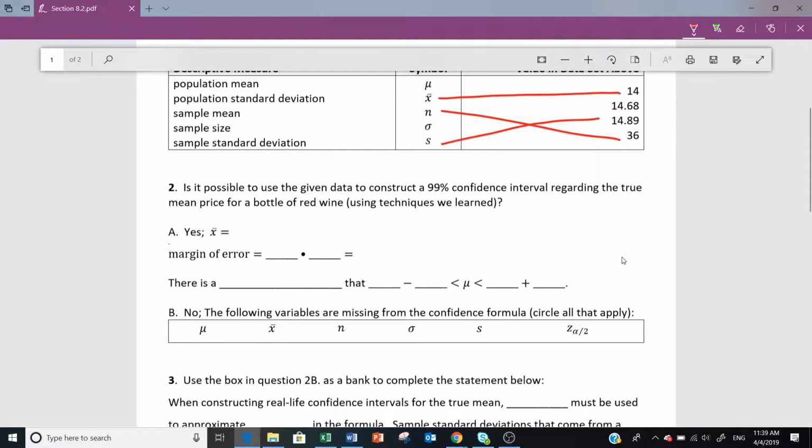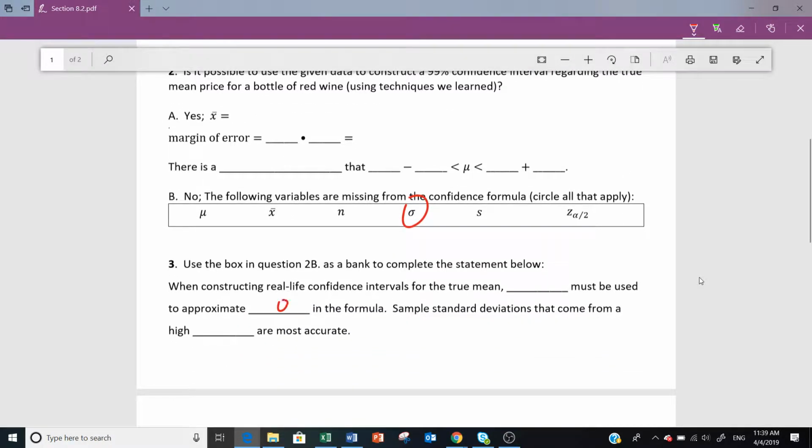And then what was the problem with trying to construct a confidence interval? There was something missing from the confidence interval formula. Sigma. Yeah, sigma. So sigma was missing. So what were we going to use instead of sigma? What approximated sigma? Good. Sample standard deviation, very good, both of you. S is the sample standard deviation. And it's better to have sample standard deviations that come from high n.